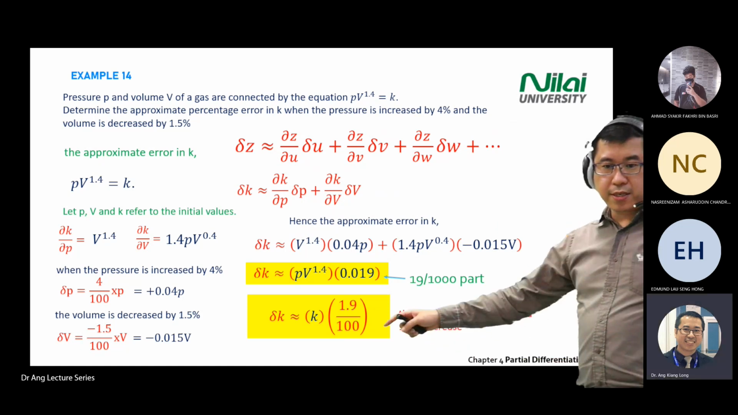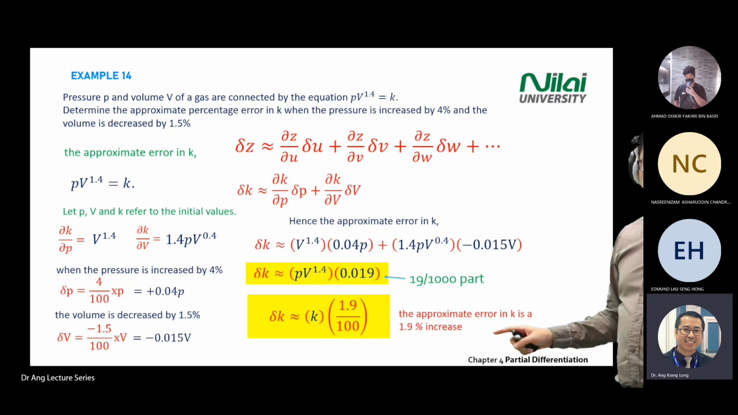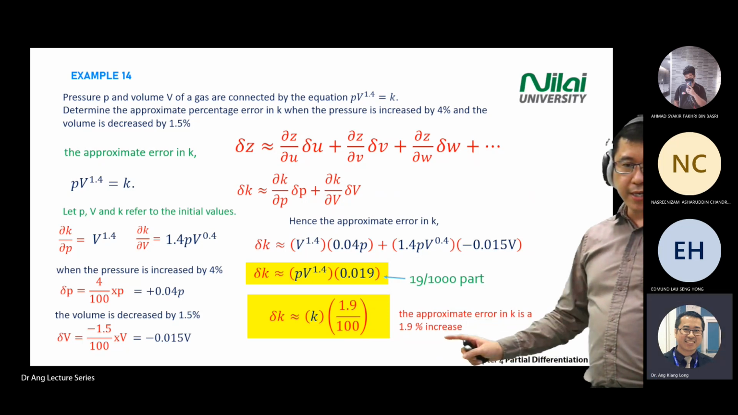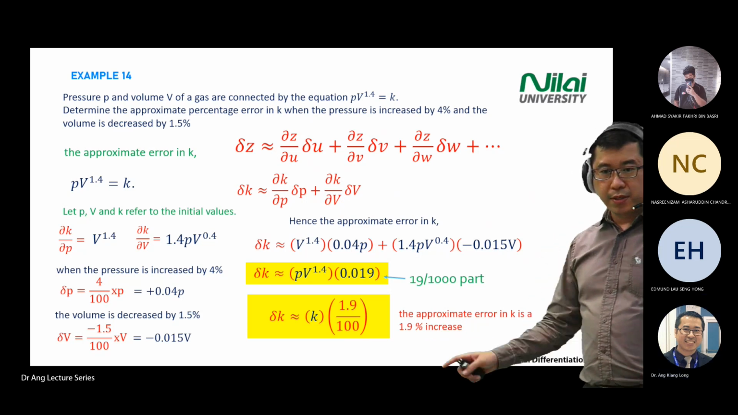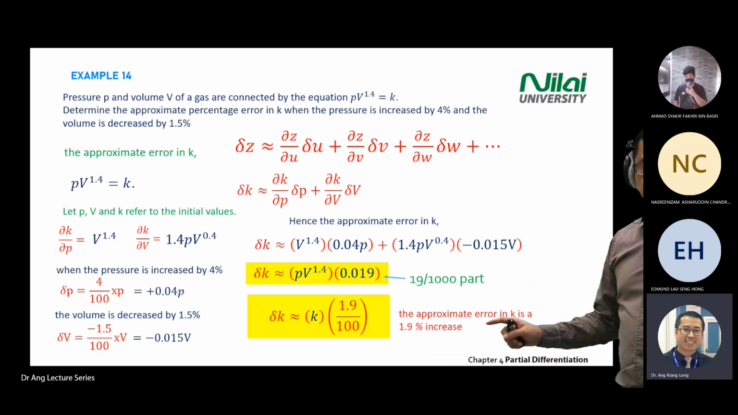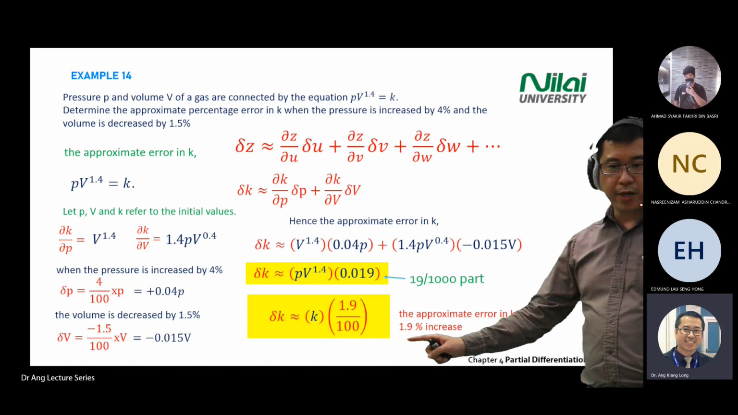So what does this information tell you? It means that the approximate error in K is a 1.9% increase. Okay, what does it mean? It means the K is a 1.9% increase.